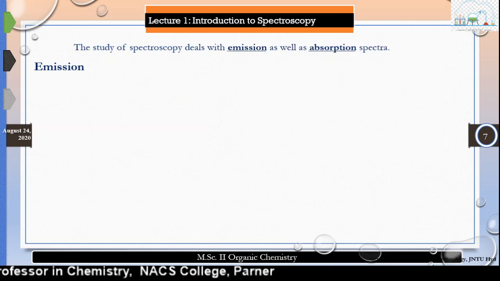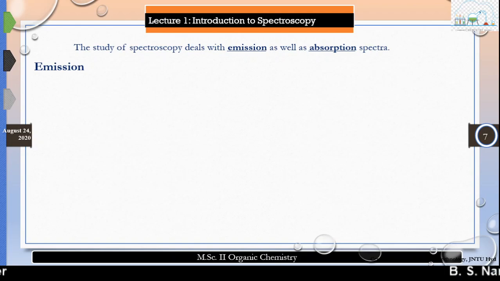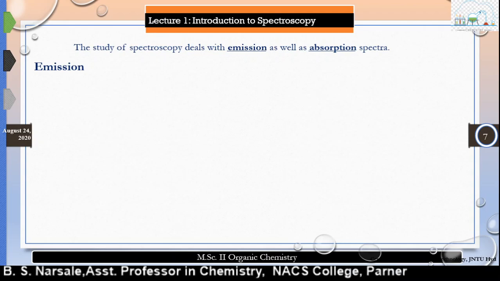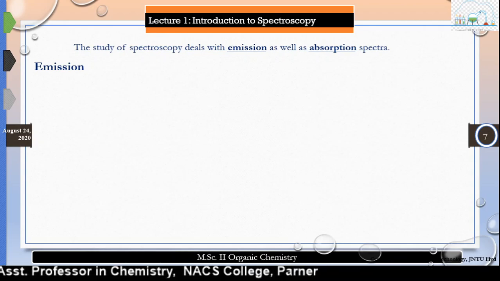Now this spectroscopy deals with two types of things. One is called emission and the second one is absorption. Actually these are the types of spectra. Emission, everyone knows.